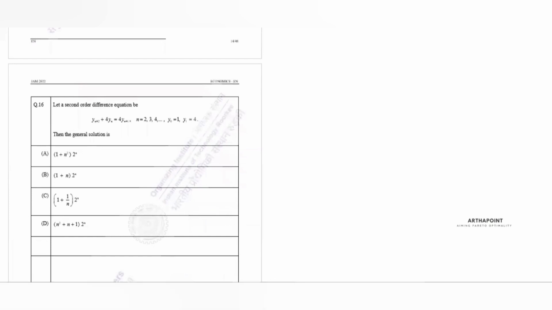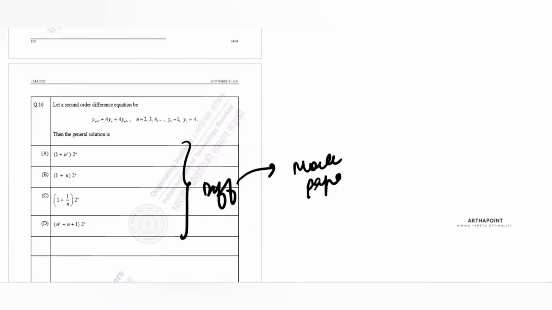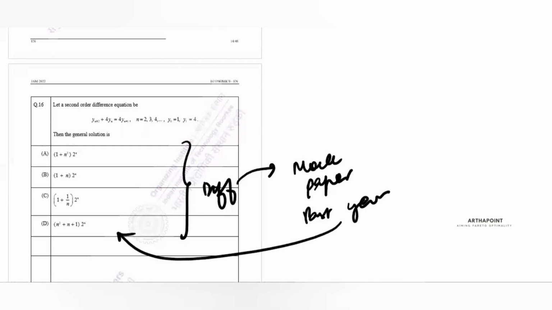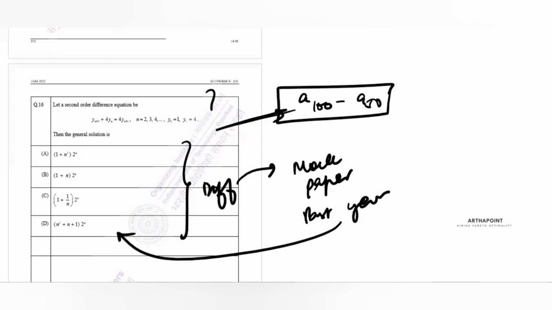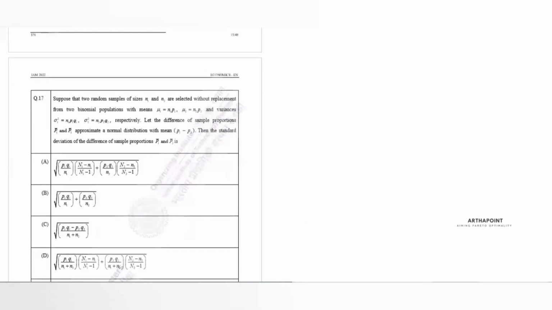We had one question on Indian economy again. And then we had this question on difference equation. Again, this is as per last year's exam. There was a question in the mock paper and in the past year on the difference equation. Last time, if I remember well, something like A100 minus A50 came in the exam. And this year also we see a question on the difference equation, so it's an expected question. This is a question on the difference of sample proportions. And this question again is coming from statistics, and it's an expected question.